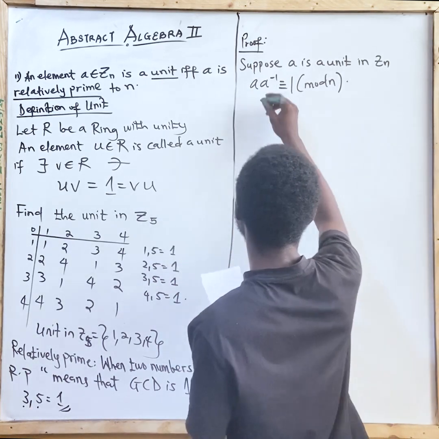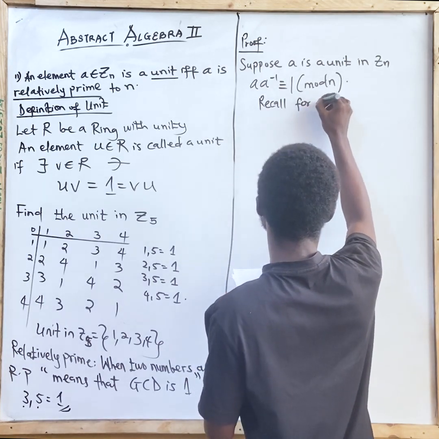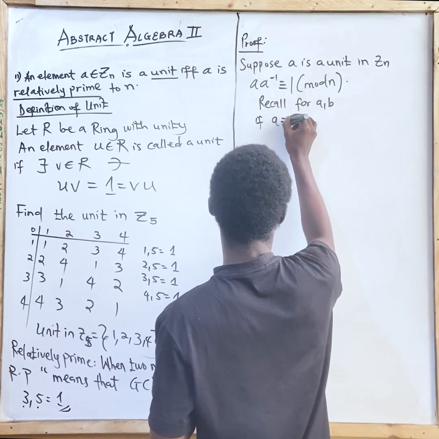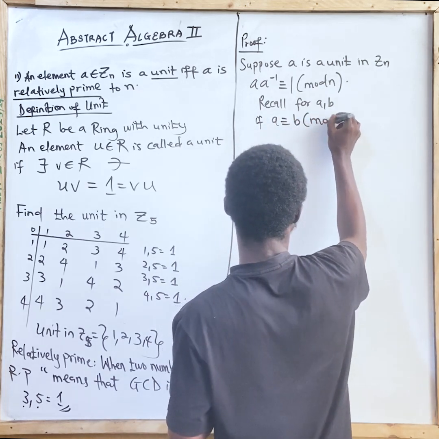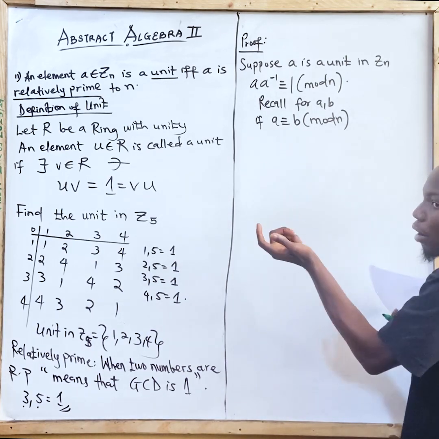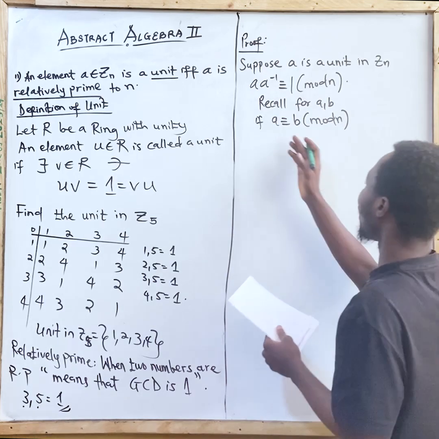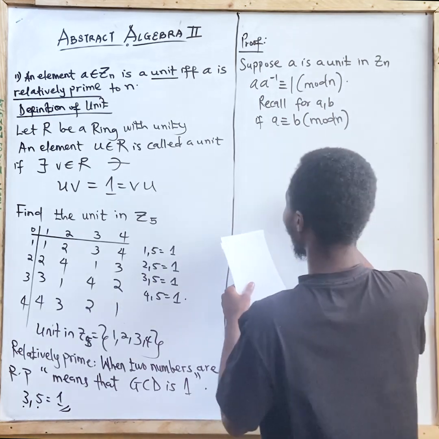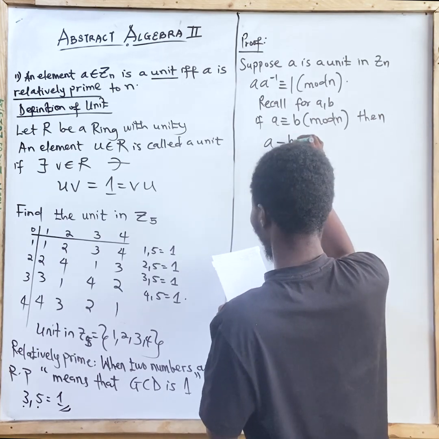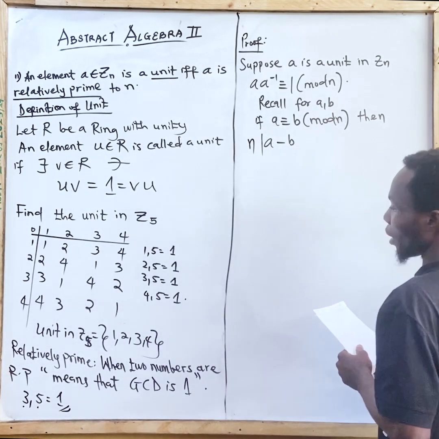So let's recall, for A, B: if A is congruent to B in mod n, what do they mean by A is congruent to B in mod n? It means they have the same remainder. That's what it means. So if A is congruent to B in mod n, this implies that n will divide A minus B.